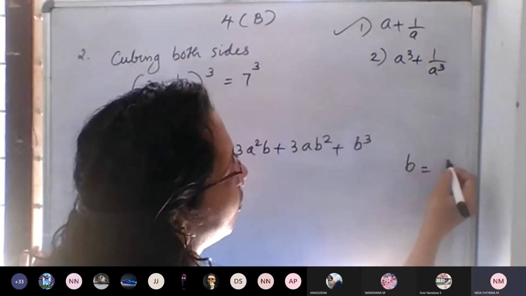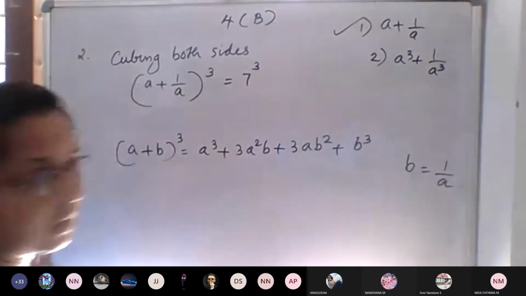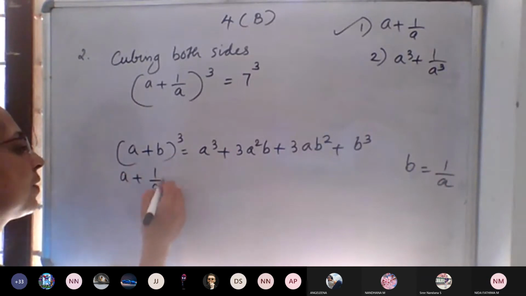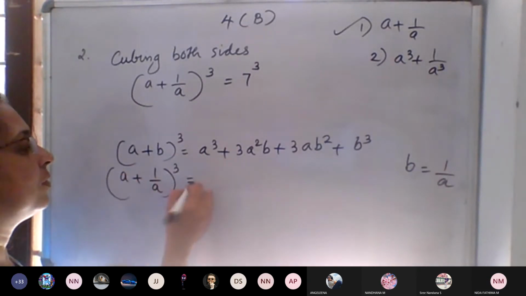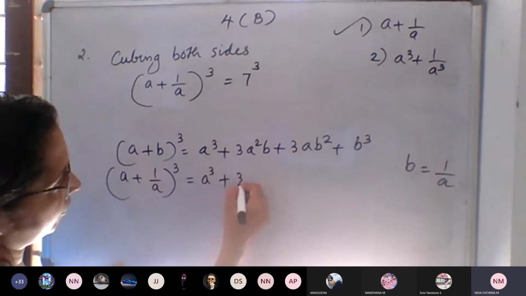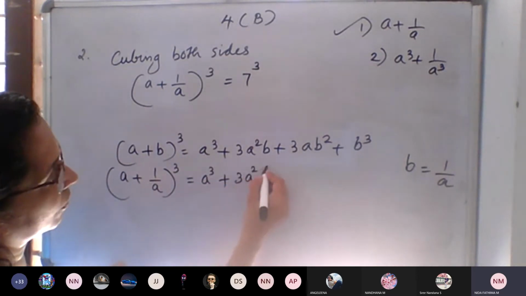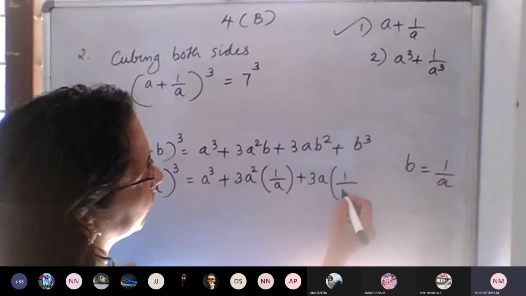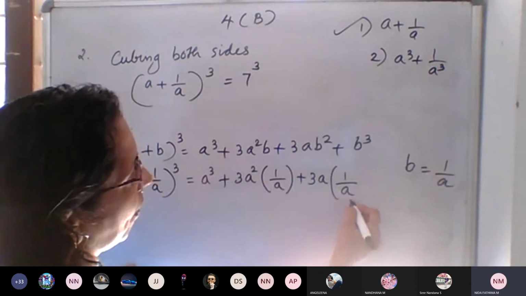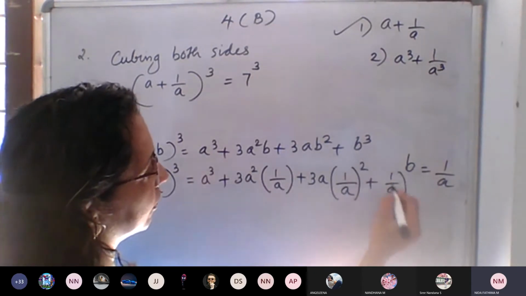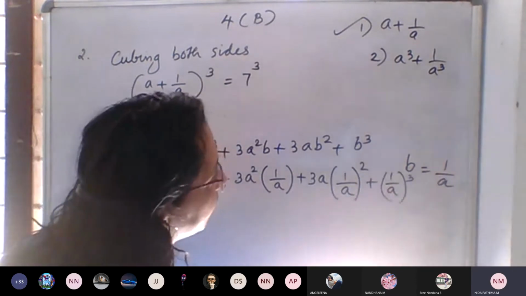Same as the square, instead of b we wrote 1 by a. So how can we write? a plus 1 by a whole cube is equal to a cube plus 3a square times 1 by a plus 3a times 1 by a whole square plus 1 by a whole cube. So simplify that.